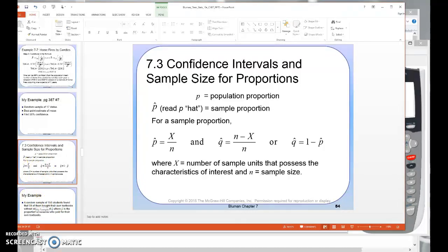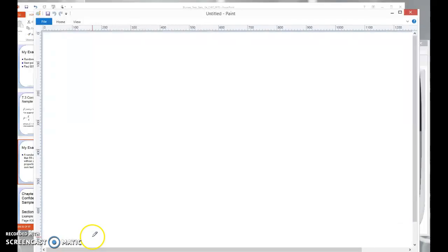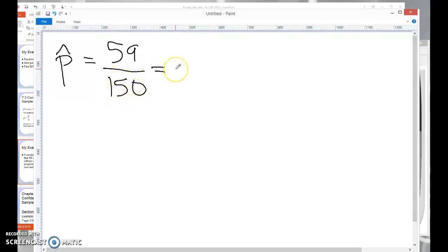For example, a random sample of 150 students found that 59 of them bought their own textbooks without aid. Find P hat and Q hat, where P hat is the proportion of the students who paid for their own textbooks. That needs to be identified so that you can then identify what P hat is. So since it says 59 of them bought their textbook out of a total of 150, you can get a decimal value by dividing numerator by denominator, giving 0.39.